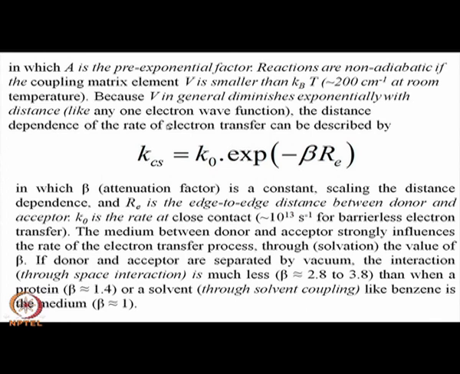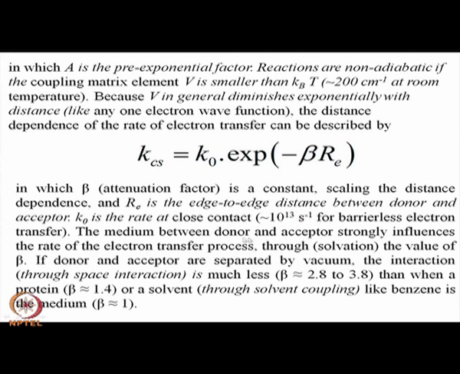Like any one electron wave function, the distance dependence of the rate of electron transfer can be described in this way, where kc is equal to k0 into e to the power minus beta into Re, where beta is the attenuation factor, a constant scaling the distance dependence, and Re is the edge to edge distance between the donor and the acceptor. k0 is the rate at close contact, that is approximately 10 to the power 13 per second for barrierless electron transfer.